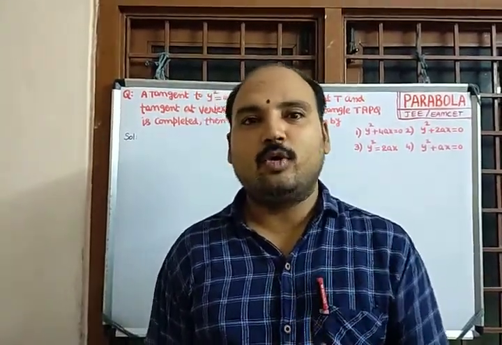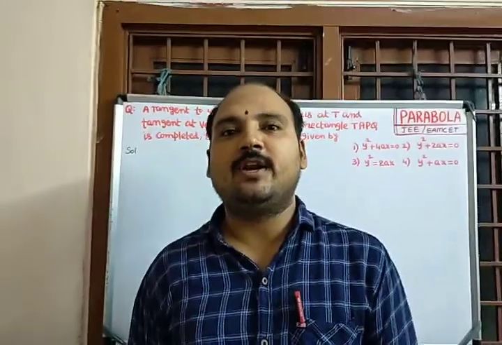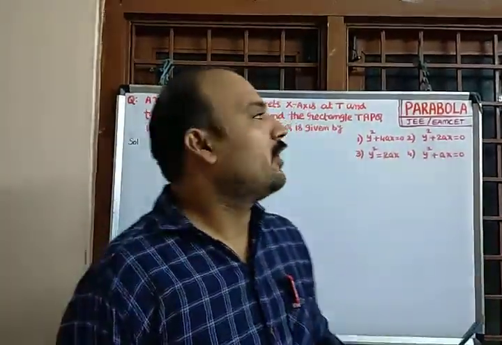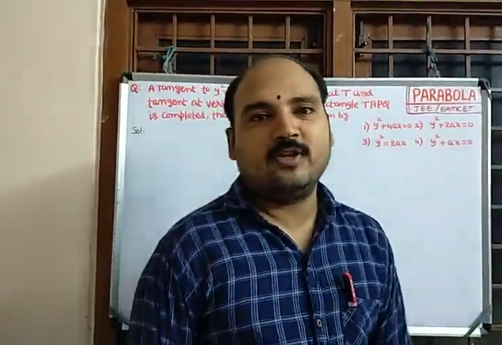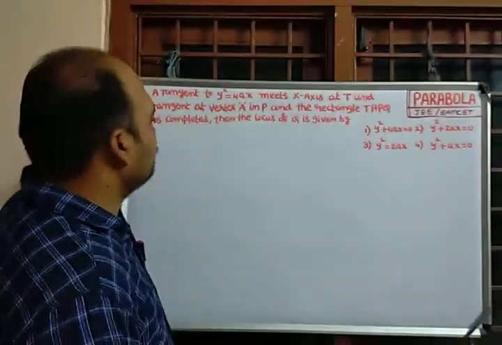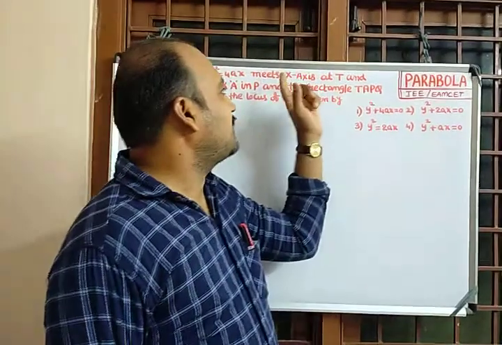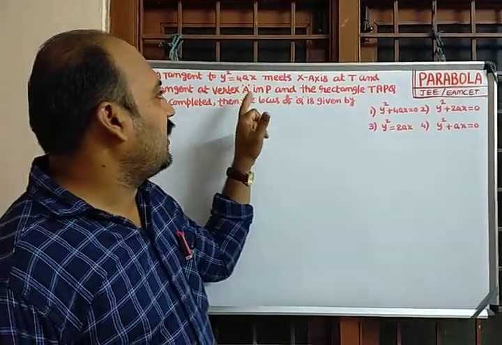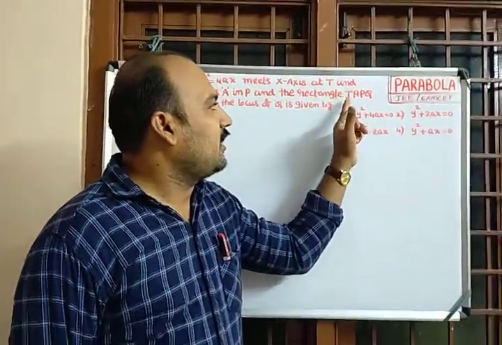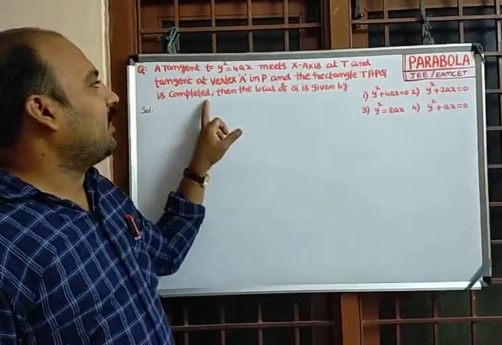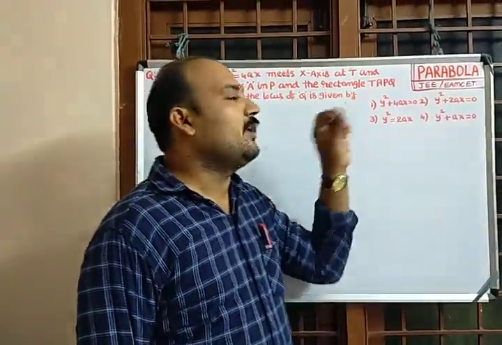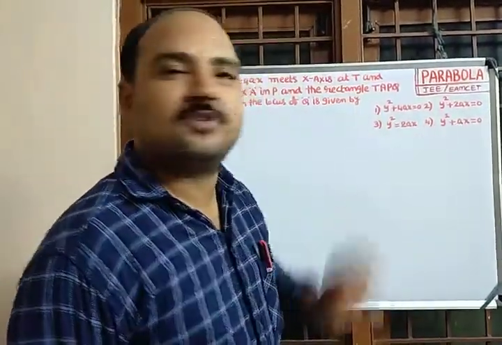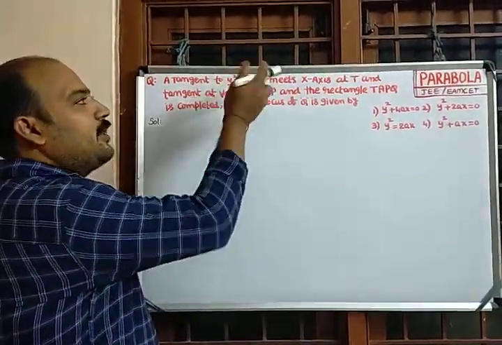In this video, I am going to discuss the JEE related and MCET related problems in Parabola chapter. See that the first question: a tangent to y square equal to 4x meets x-axis at T and tangent at vertex A in P, and the rectangle TAPQ is completed, then the locus of Q is given by. These are the options.